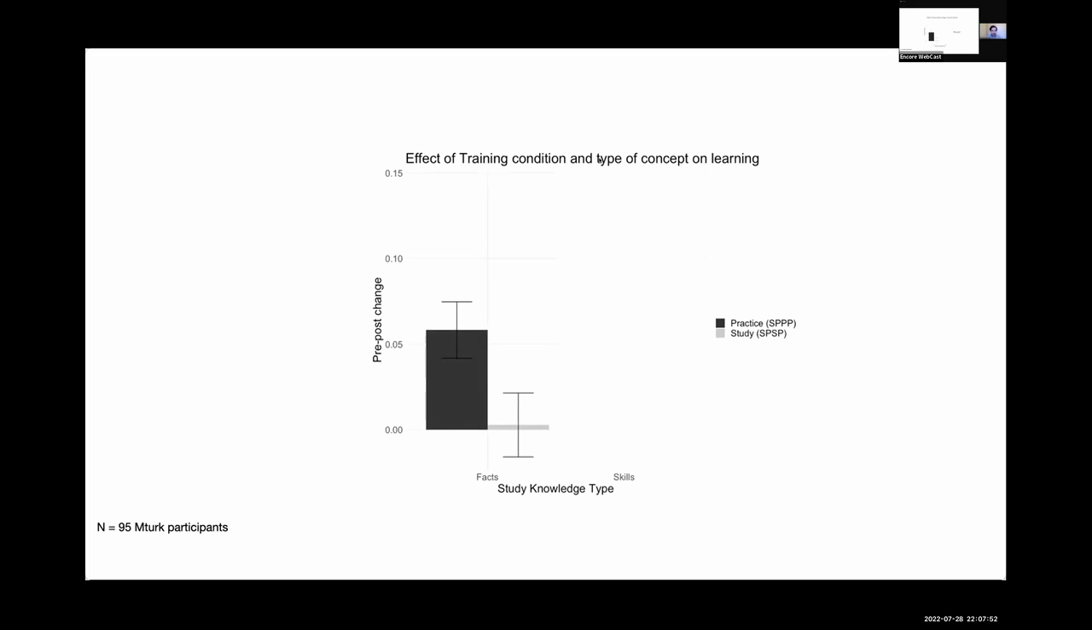When learning facts, participants learn more during practice training than during study training. And this replicates the benefit of practice testing that I told you about in the beginning and that is evident in the literature.